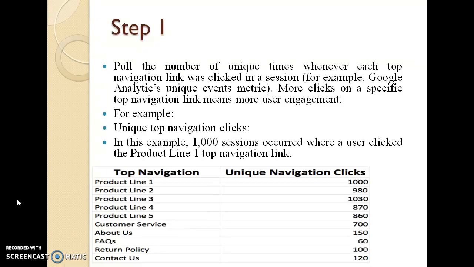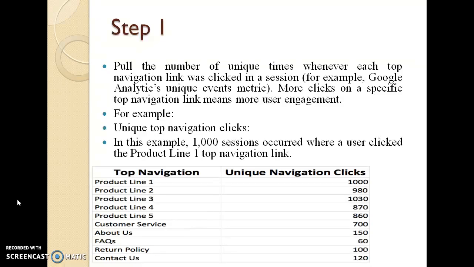Step 1. Pull the number of unique times whenever each top navigation link was clicked in a session. For example, Google Analytics unique event metric. More clicks on a specific top navigation link means more user engagement. For example, unique top navigation clicks.